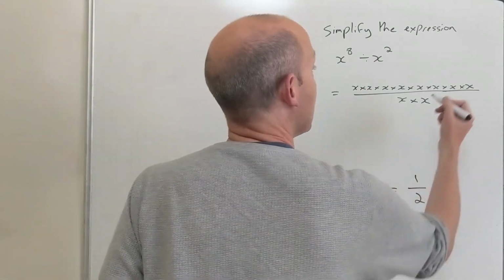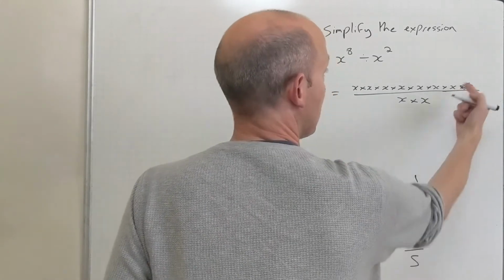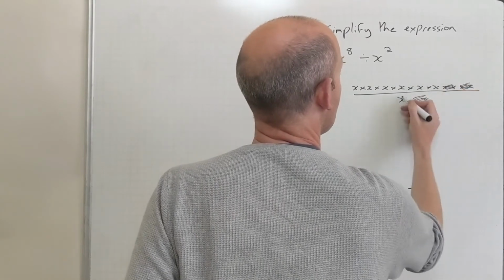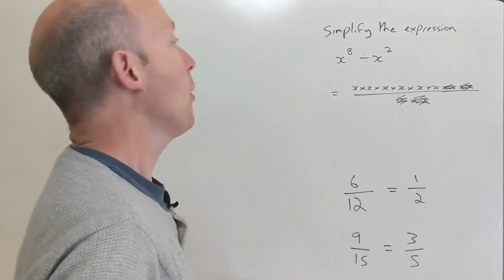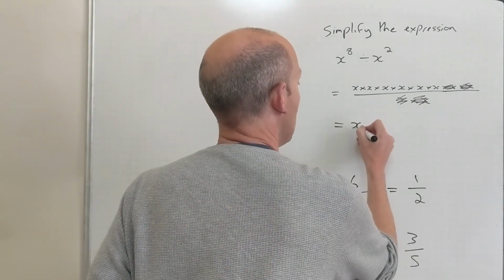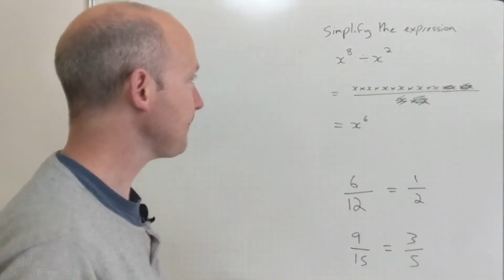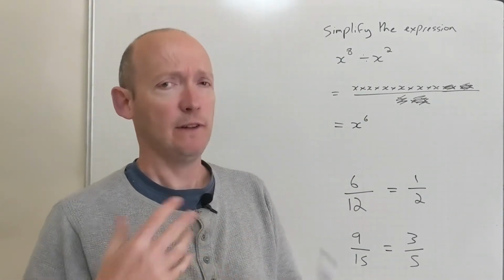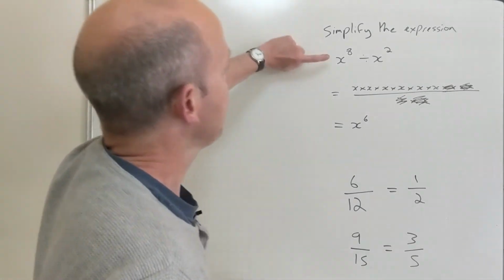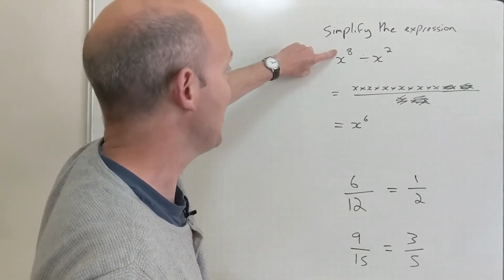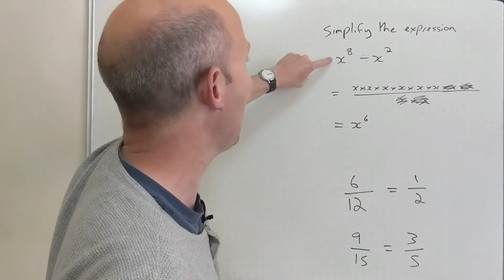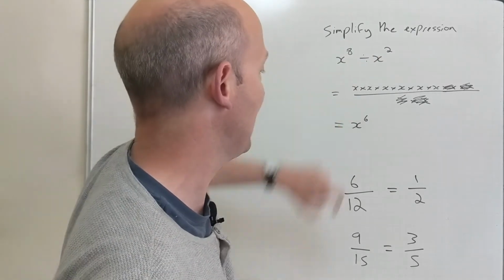We could divide the top by x, which cancels one of the times x's. We could divide the bottom by x. We could do the same again, like that. What does that leave us with? It leaves us on the top with 6 x's being multiplied, or x to the power of 6. Now again, I'm conscious that's a bit of a long-winded, waffly explanation. So for those of you who just want the rule, here's the rule. If you are dividing powers of the same thing, you subtract the powers. So 8 minus 2 is 6. So x to the 8 divided by x squared is x to the power of 6.